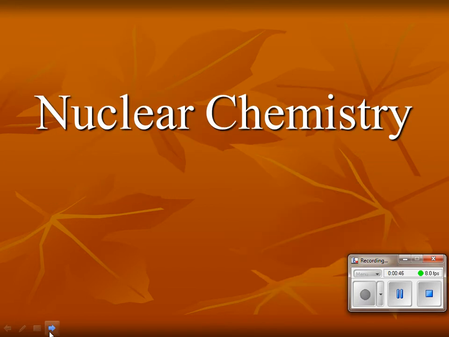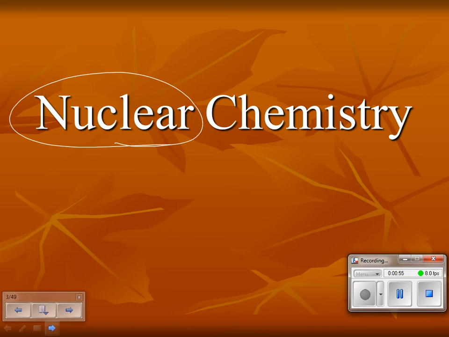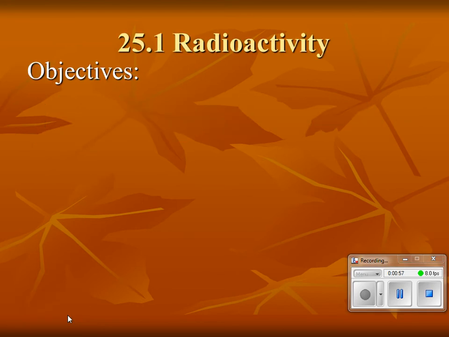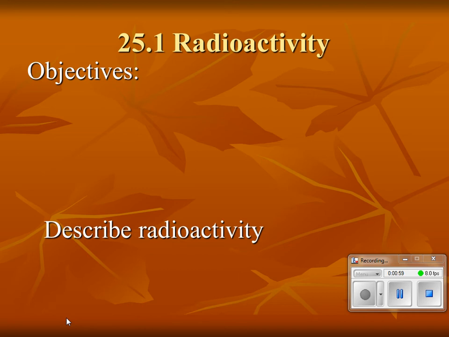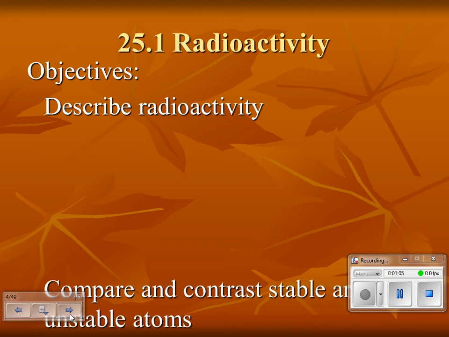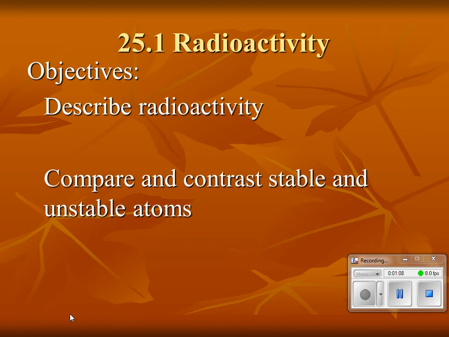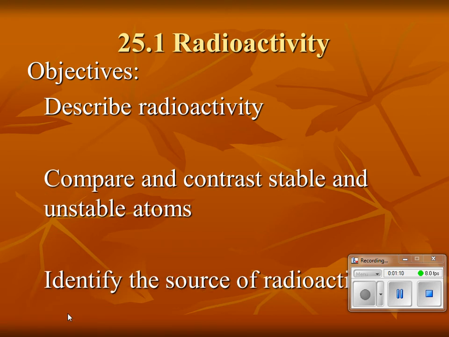Nuclear chemistry. When you look at the word nuclear chemistry, what do you think the word nuclear is referring to? It's referring to the nucleus, absolutely. So these are the things that we are going to cover in this next lesson. You're going to be able to describe radioactivity, compare and contrast stable and unstable atoms, and then finally identify the sources of radioactivity, and that'll probably come in the next lesson.